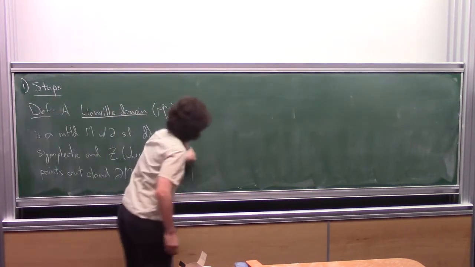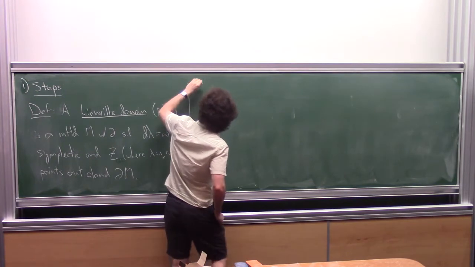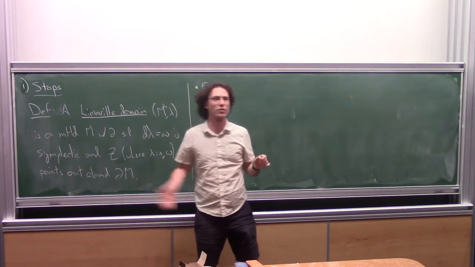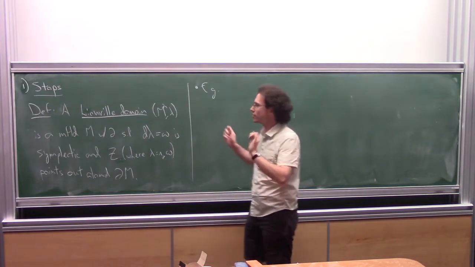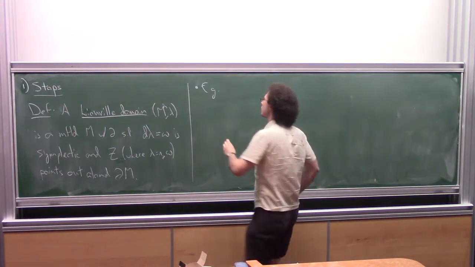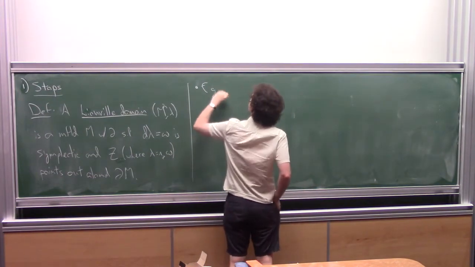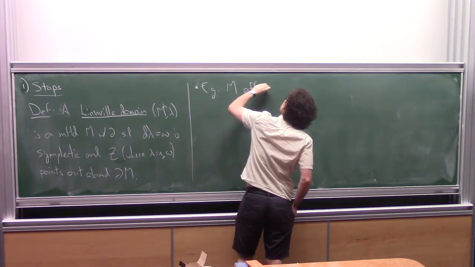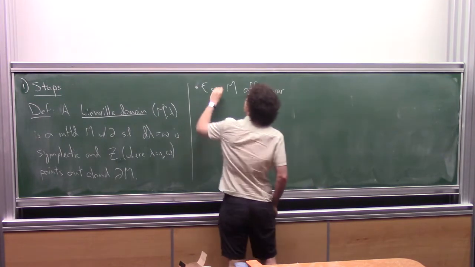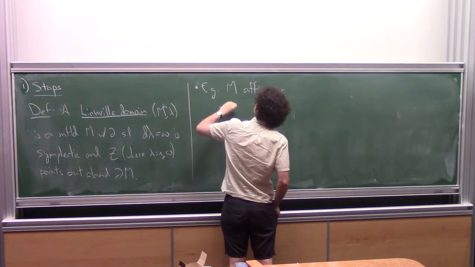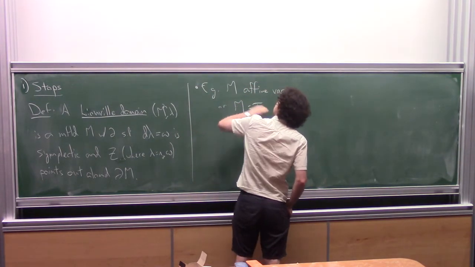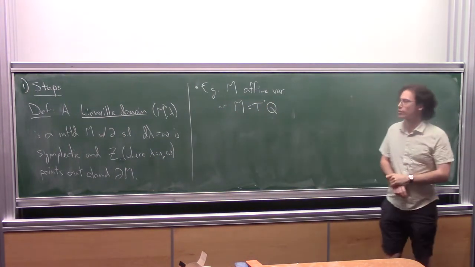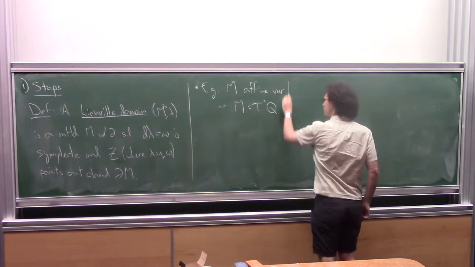Okay, so we'll give the standard examples. These are essentially all the examples that we're really going to care about, at least for these purposes. For example, some affine variety, or M equals T star Q for some smooth manifold Q.